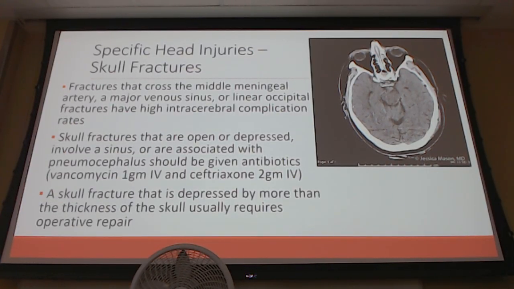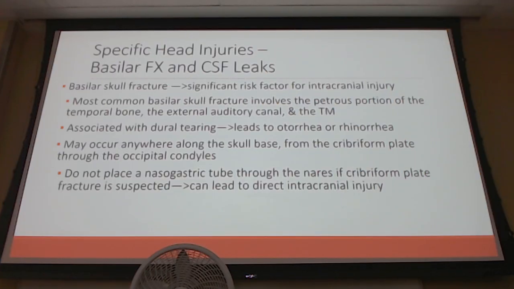All right, and then we have our basilar skull fracture, CSF leaks. These can involve the petrous bone, temporal bone, auditory canals, your tympanic membrane. I'm sure we all remember the raccoon eyes and Battle sign and all of those other findings you might see on exam, but it can occur anywhere along the skull base, so we may not have any findings on exam, but it is something we need to consider. Any patient with findings, we want to avoid a nasogastric tube through the nares, just because we don't want that to go into the brain.